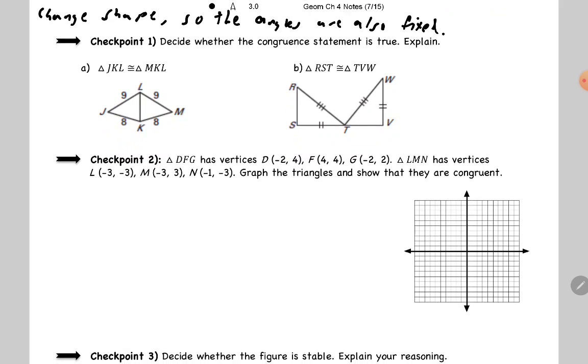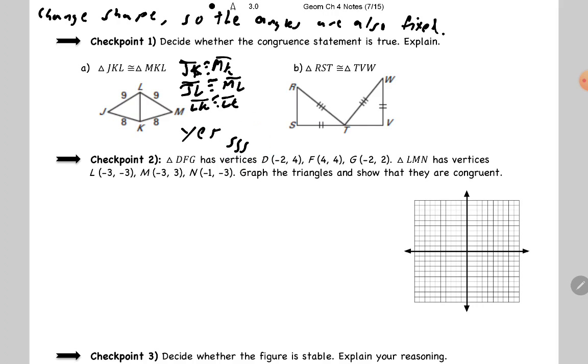Checkpoint 1. Decide whether the congruent statement is true. Explain. So JKL is congruent to MKL. Okay? So JK should be congruent to MK, which is true, 8 and 8. And then JL should be congruent to ML, which it is, 9, 9. And then LK is congruent to LK. Yes. So 3 sides, SSS.